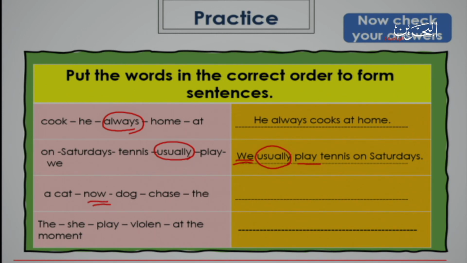The third one, a cat, now, dog, chase, the. The dog is chasing a cat now. This is the present continuous tense because we have got the time marker now.